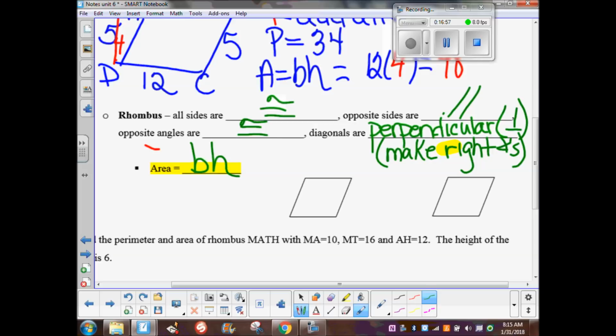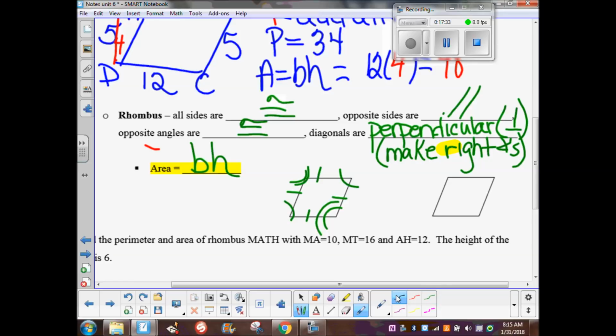So let's mark these. All 4 sides are equal, kind of like a square, like I said, but it's been pushed to the sides with leaning. So we don't have right angles here, but the opposite angles are congruent. So the lower left and the upper right, and then the upper left and the lower right. My picture's a little off because my smartboard's a little odd today.